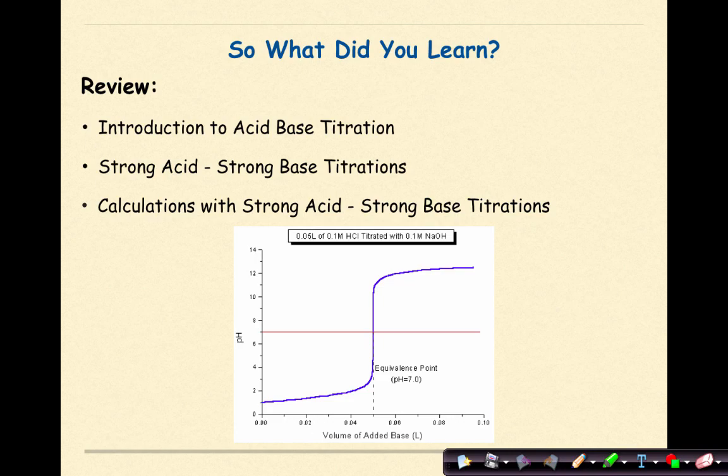So what did you learn? We looked at an introduction to acid-base titration. We talked about strong acid, strong base titrations, and then we did a bunch of calculations with strong acid, strong base titrations.